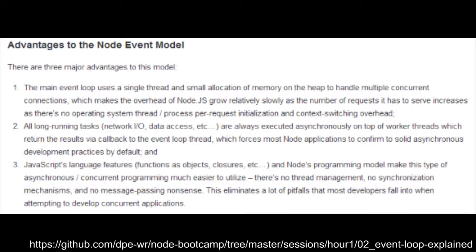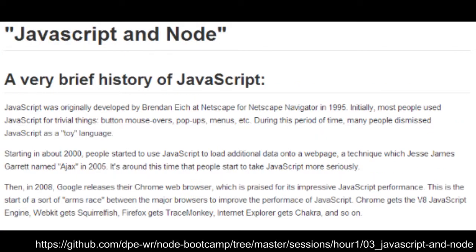Next, we want to talk about the history of JavaScript and Node and how they work together. So JavaScript was developed way back in 1995, and like we talked about, JavaScript was originally used for relatively mundane things, like pop-ups or menus or things like that, and it wasn't really taken seriously as a language. But starting in about 2000, JavaScript was used more seriously to load data on a web page, like using Ajax, for example, and that's when JavaScript started being able to do more heavy lifting.